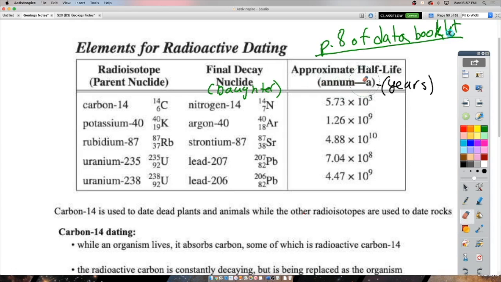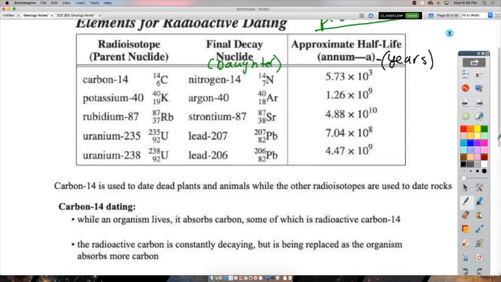So you can see it takes for half of the original carbon 14 to become nitrogen 14, it takes 5.73 times 10 to the power of 3 years. Remember, don't get scared of scientific notation. It's still just a number. So you'll notice these are all really big, right? Like that's 9 zeros, that's 10 zeros, 8 zeros, 9 zeros. This is only 3, so this is 5,730, right? We would only move the decimal 1, 2, 3 times, whereas here we would have to move it 1, 2, 3, 4, 5, 6, 7, 8, 9 times, okay?